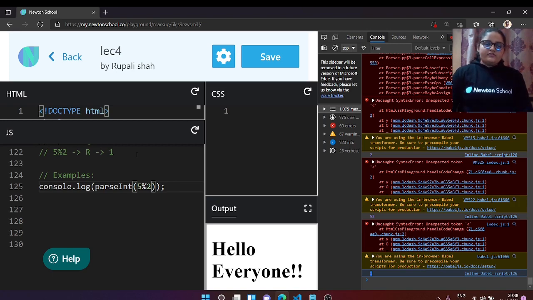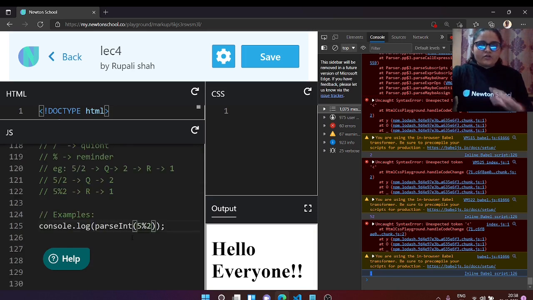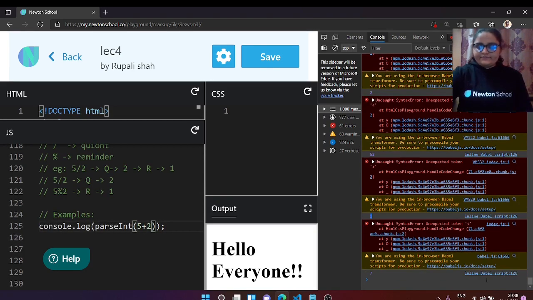Now we can also try all the operations. To have addition, we would have a plus sign, like 5 plus 2 is 7. For subtraction, we will have a minus sign, so it gives us 3. For multiplication, we will have a star symbol, so that gave us 10. Now this was all about arithmetic operations for now.